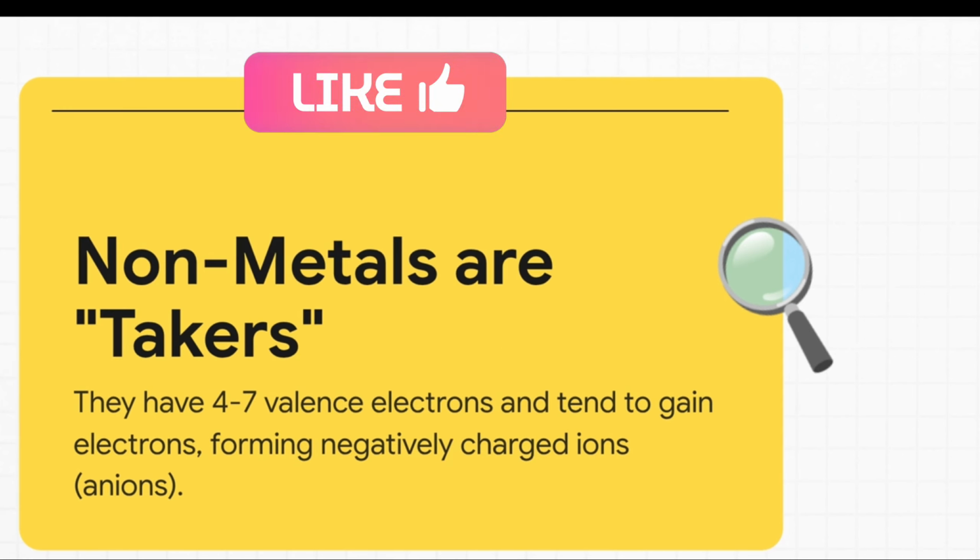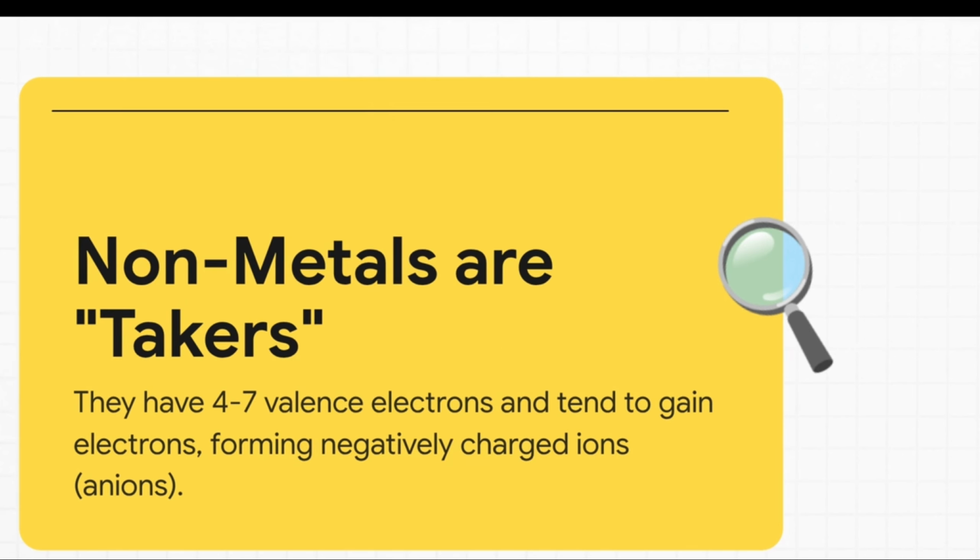So if metals are the givers, you can probably guess what nonmetals are. They are definitely the takers. Their atoms have outer shells that are almost full, usually with somewhere between 4 and 7 electrons. So for them, the easiest path to being stable is to find and take electrons to finish filling up that shell.